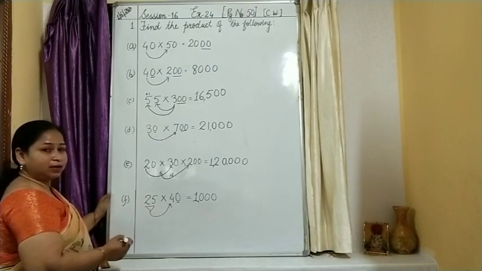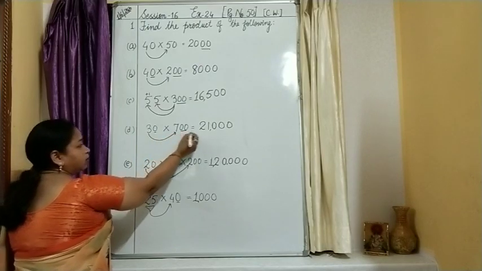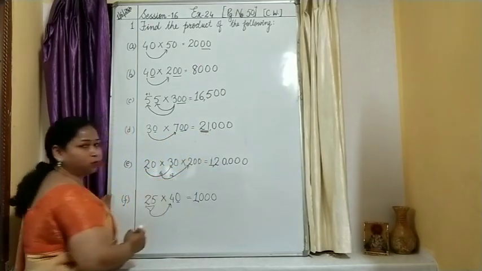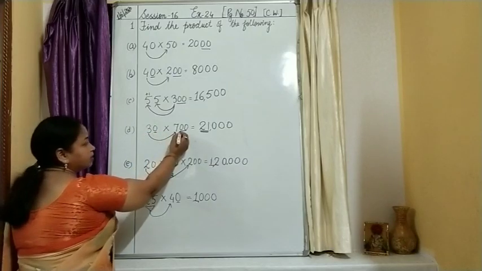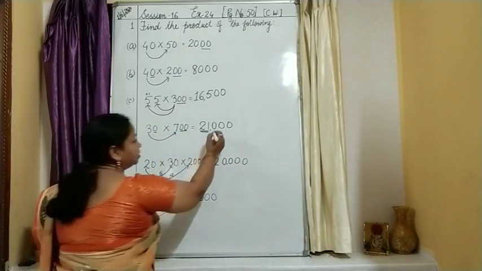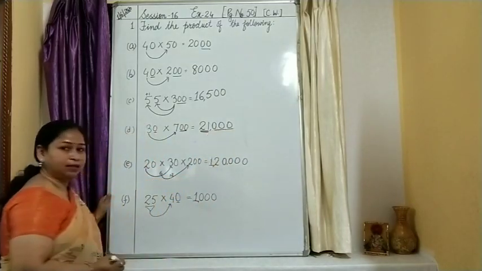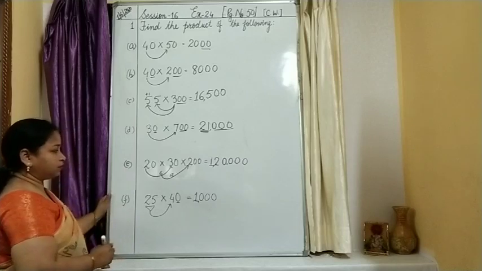Look at the next question I have already done for you. 3 7s are. What is the answer? 21. What about the zeros? Here 1 zero and here you are having 2 zeros. So in total how many zeros do you have? 3 zeros over here, and then you have got your answer as 21,000.